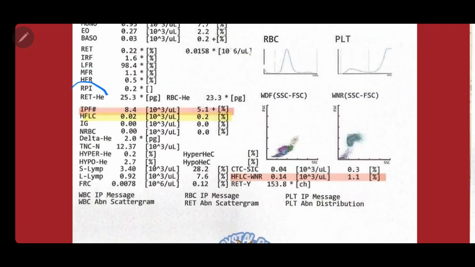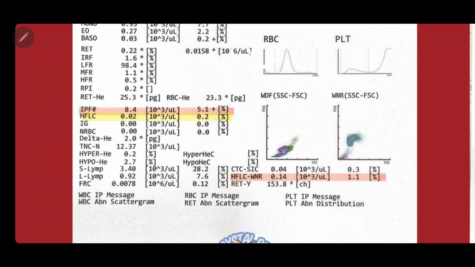If I take the RET-He value and subtract the RBC-He value from it, we get a value called delta-He. This value is very significant and important because it can indicate inflammation or an iron deficiency. It is a very good parameter for diagnosis. The delta-He value is closely related to RET-He and RBC-He, as well as being significant for assessing iron levels and inflammation.